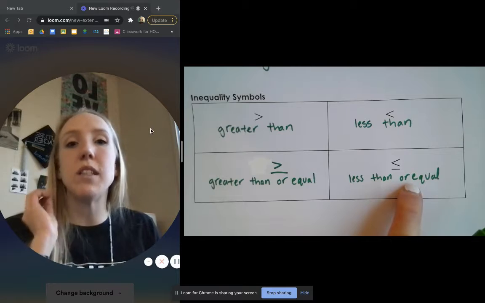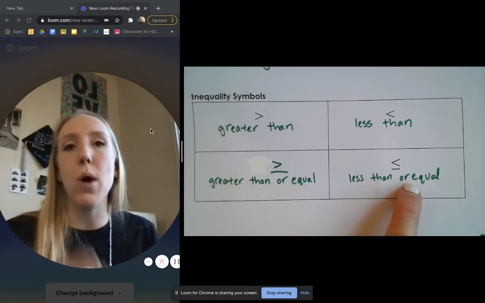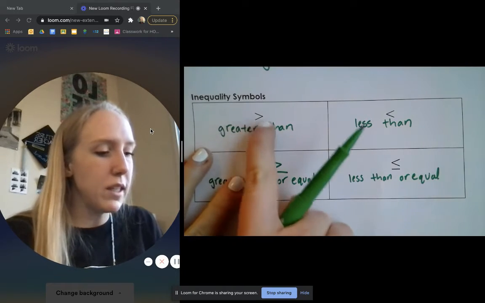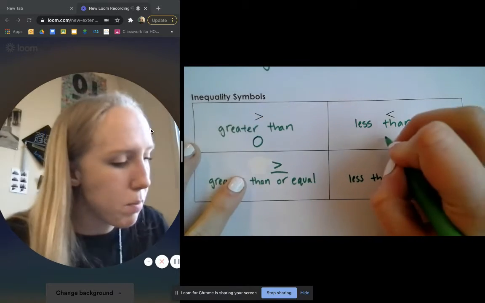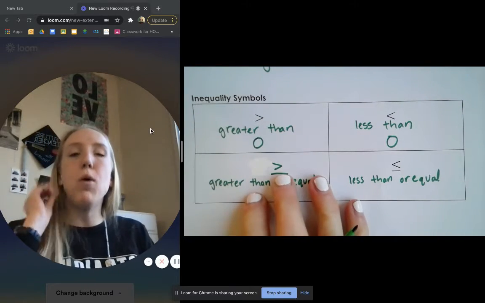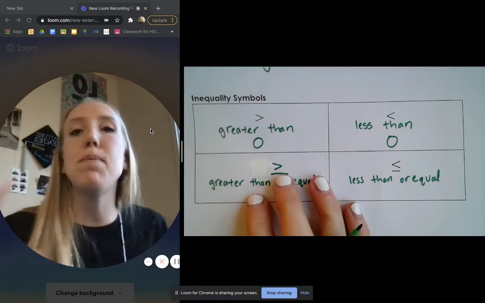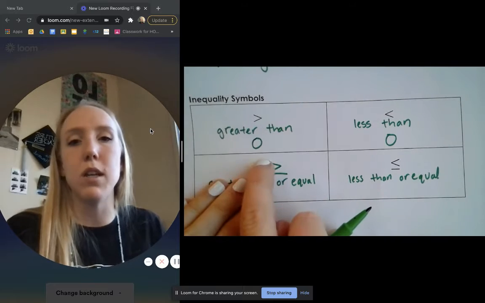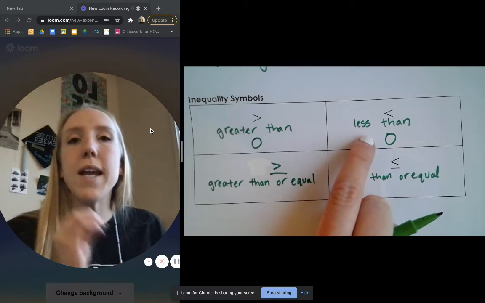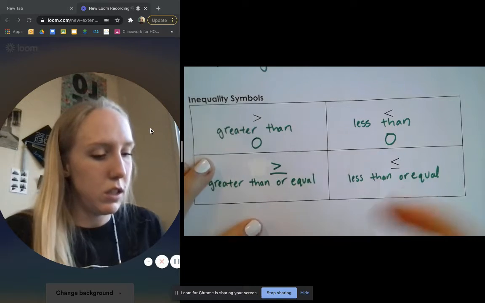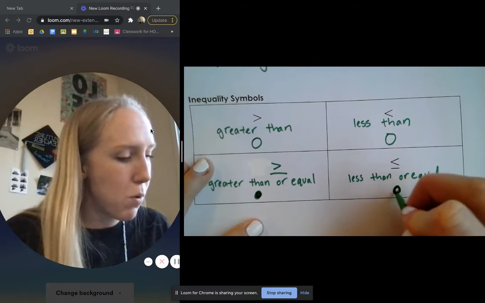Something else important to know is that when you are graphing these on a number line, you have to use certain points. When you are graphing something that is greater than or less than, you are going to use an open point, because what that open point means is that you are not including the number itself. You're including everything up to that number or down to that number, but you are not including the number itself. So an open dot for greater than or less than. When it can be equal, you are using a closed dot or a colored in point.